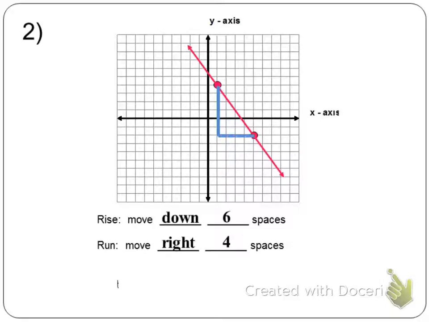So, what do you think my rise number is going to be if I went down? It's -6. And then you went right. So is the 4 positive or negative? Positive. So we have -6 over +4. Now, here's the tricky part. You need to reduce these.